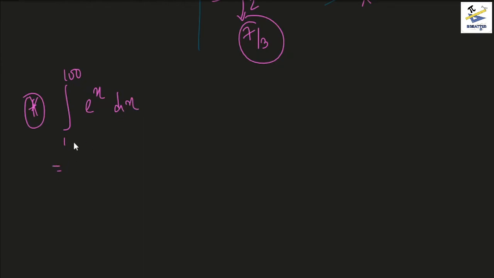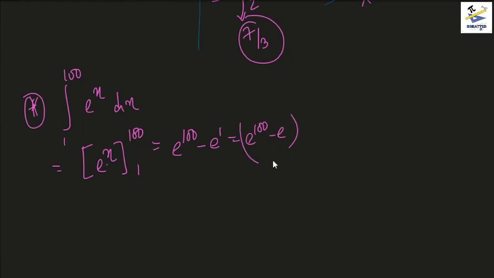Similarly, for this problem, we know the antiderivative of e to the power x is just e to the power x itself, right? So you can write it directly as e to the power x, with the limits from 100 to 1. Be comfortable with the limits first. You put in 100 in terms of x, e to the power 100, and then you put in 1. So the answer is e to the power 100 minus e, right?